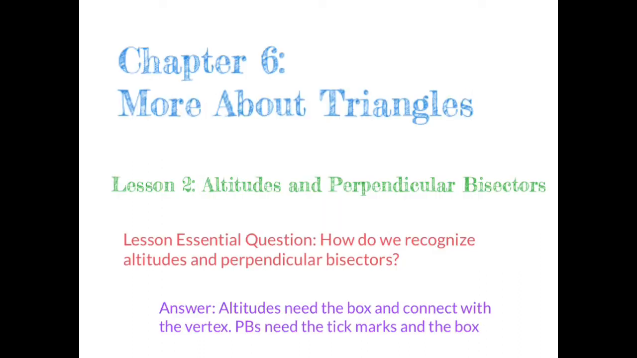This concludes lesson 2 on altitudes and perpendicular bisectors. So how do we recognize altitudes and perpendicular bisectors? Altitudes need the box, which represents the right angle, and connect with a vertex, while the perpendicular bisectors need the tick marks and the perpendicular 90-degree relationship.